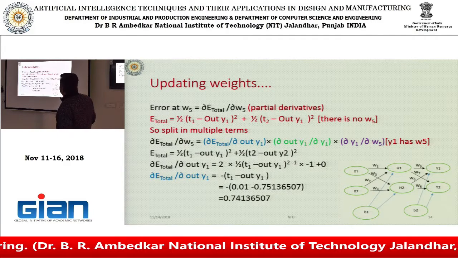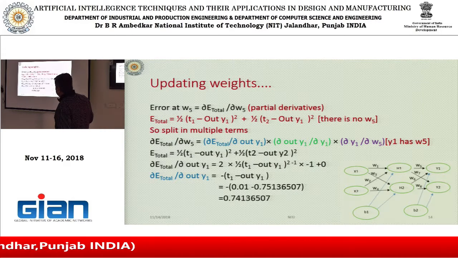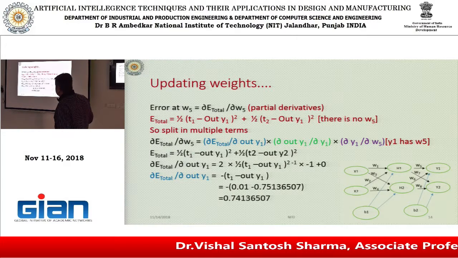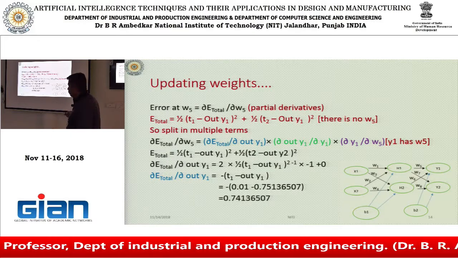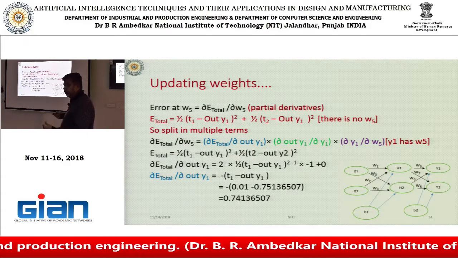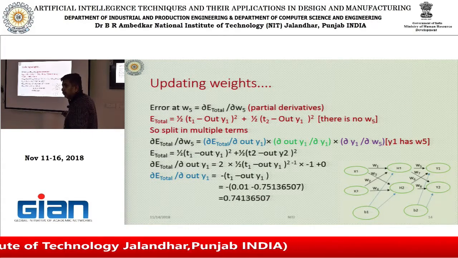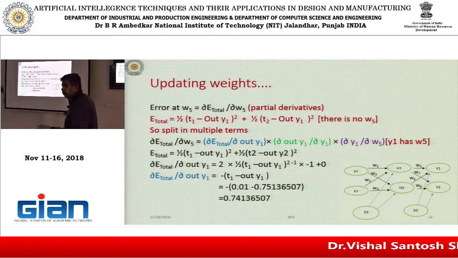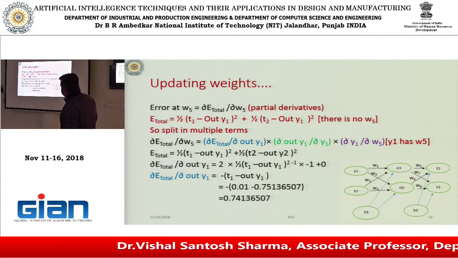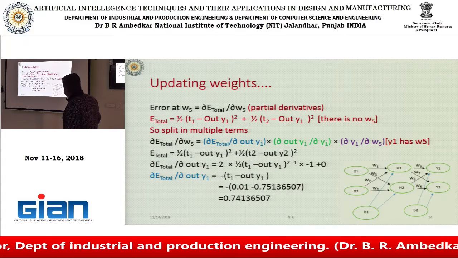In order to distribute it, you will use this equation, using partial derivatives. When you see this partial derivative, my total error is here, and in this total error there is no W5. So you cannot perform the derivative. When you don't have W5 in this E, what do you do? You split it into multiple terms like this. You split it into three terms.